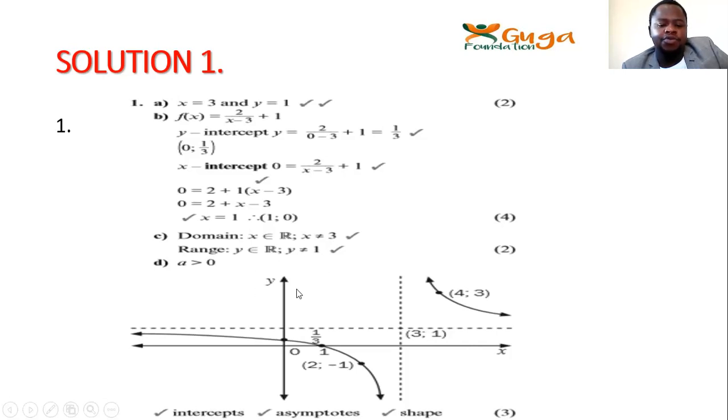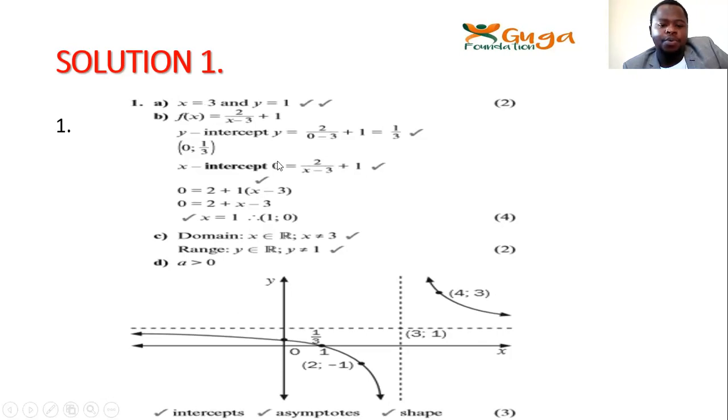Okay. Now for you to sketch a graph, this is very serious. You start by your asymptote here. You'll start by your vertical asymptote, x equals 3. Then you draw your line here. Then your horizontal asymptote is y equals 1. Then you draw a line here, right?